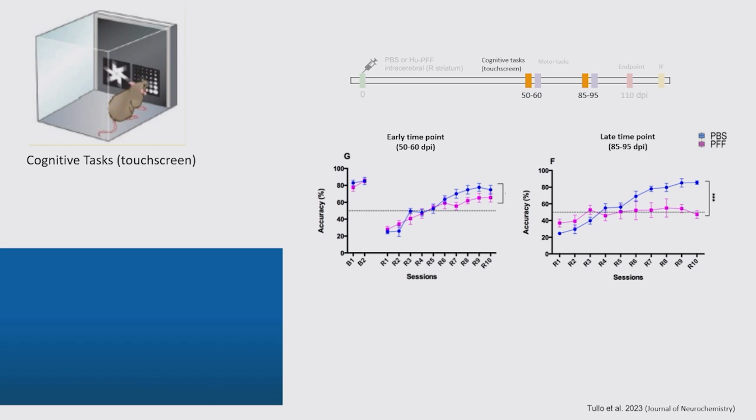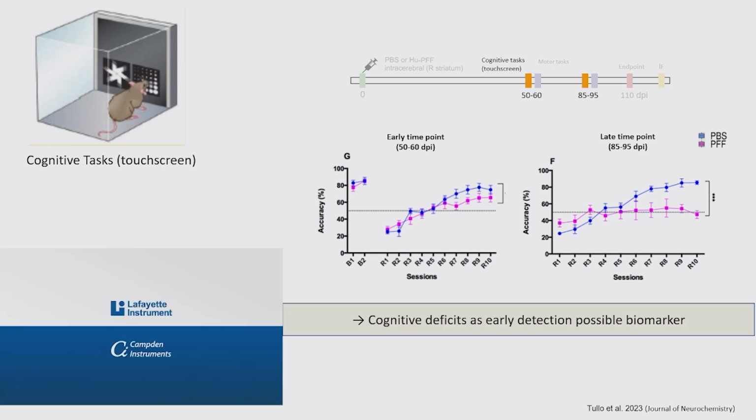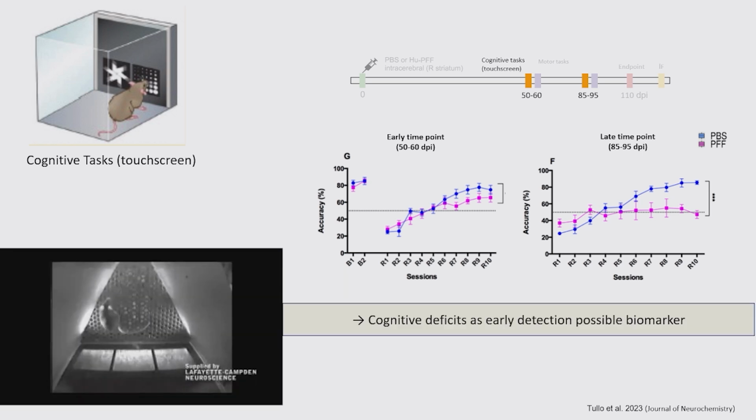The other thing we can do is we use the touchscreen that was so elegantly described earlier today. And just for those of you who missed it, basically a mouse is taught to differentiate between two different stimuli. When it gets it right, it goes in the back and gets a milkshake reward.